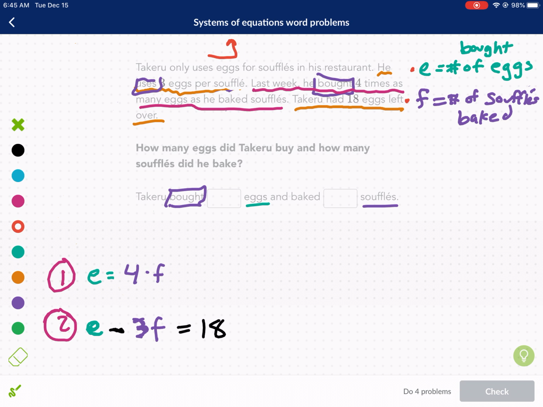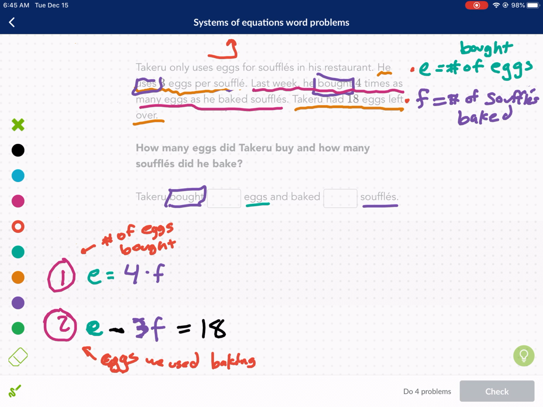This first equation was all about the total number of eggs bought. This was the number of eggs bought. This second equation is only talking about how many we used. Eggs we used, baking.